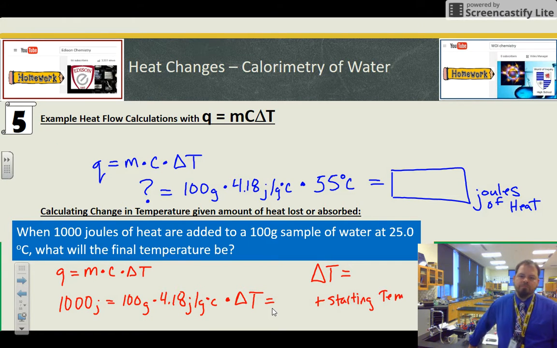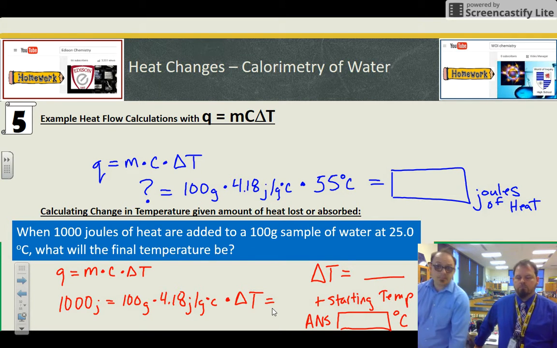And so your answer is going to be some degrees Celsius. Add your starting temperature to your delta T, and you've got your final answer. Okay, good. Let's keep going.